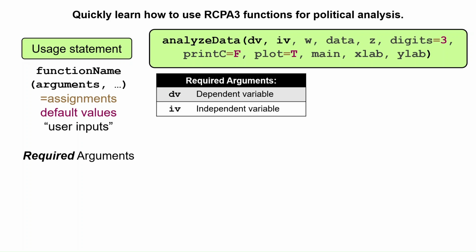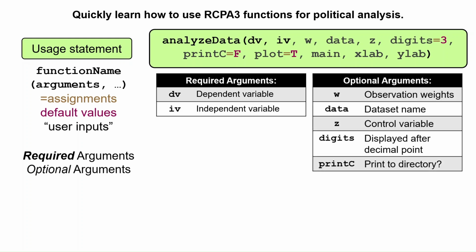The required arguments are those whose values must be set by the user for the function to operate. For analyze data, this function, we can read, has two required arguments, dv and iv. That means the user must supply the values, assign the values of dv and iv, in order for analyze data to run. In other words, analyze data won't analyze data unless you tell it what variables it's going to analyze.